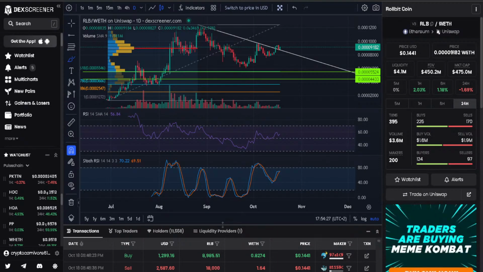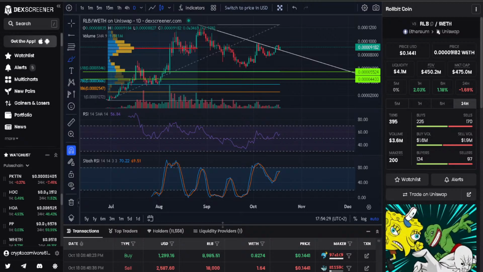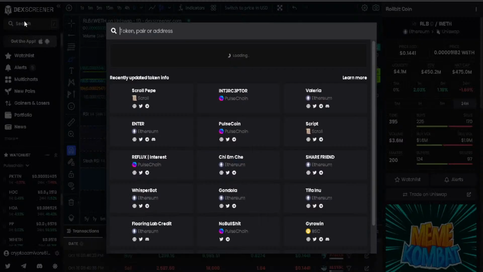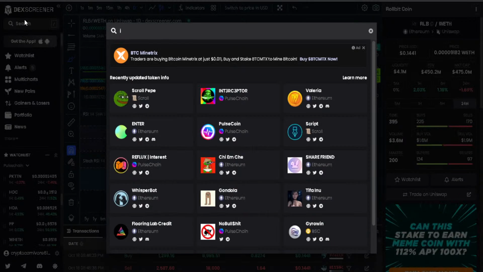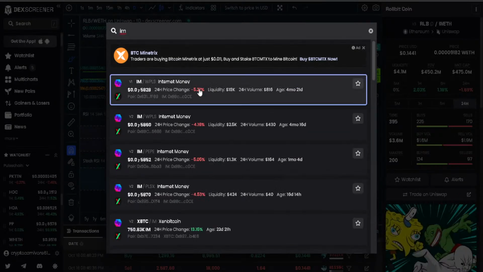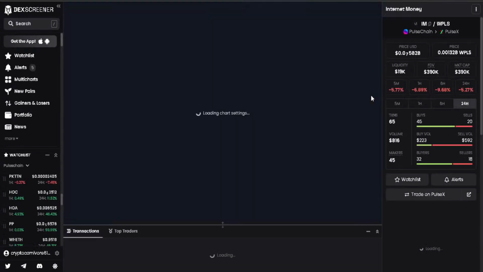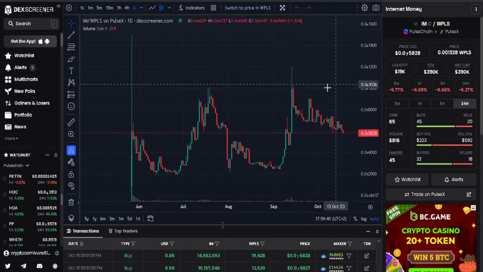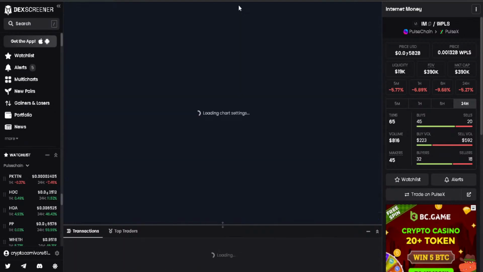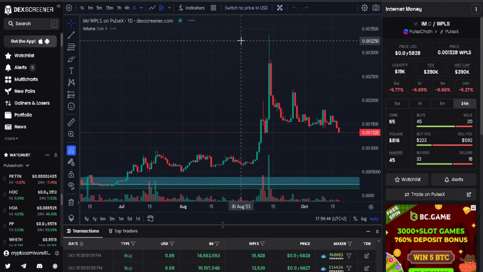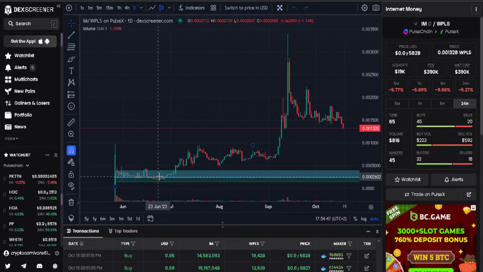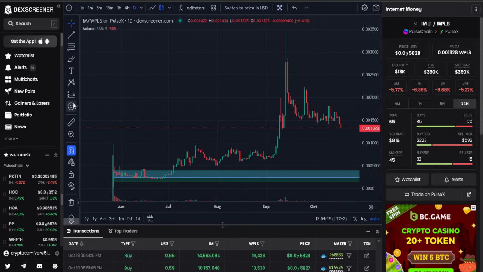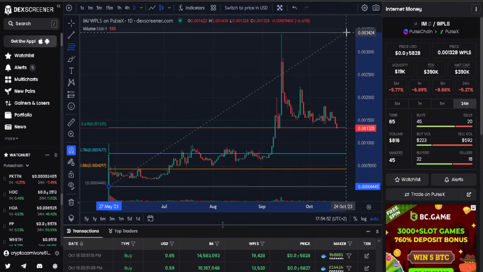Around what levels would the squeaky old lady be interested in some internet money? Internet money has been rallying against Pulse Chain. It hasn't really given you a chance to get back in. Don't know if this is the main pair. Let's just switch to Wrapped Pulse. It's consolidating. Now look how this has already taken off, right? So she would be interested in this.